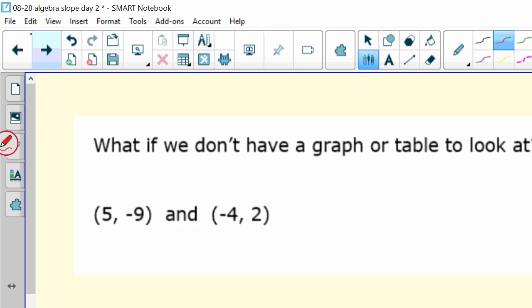Okay, so now let's go to just the points and how we can utilize our formula. Does anybody remember what the formula is?